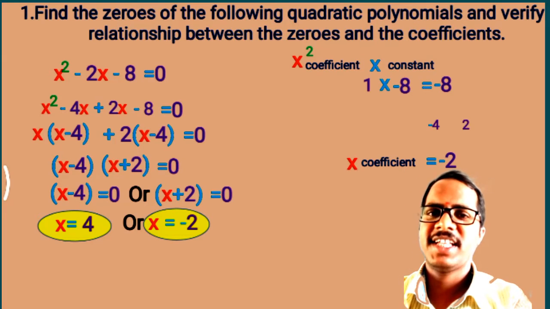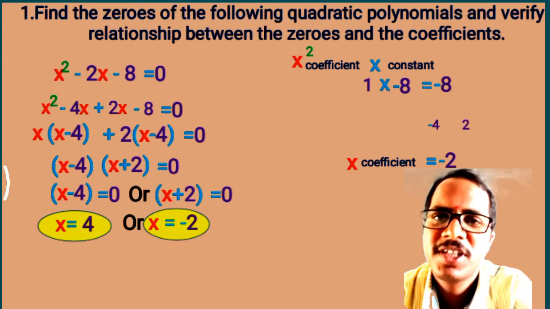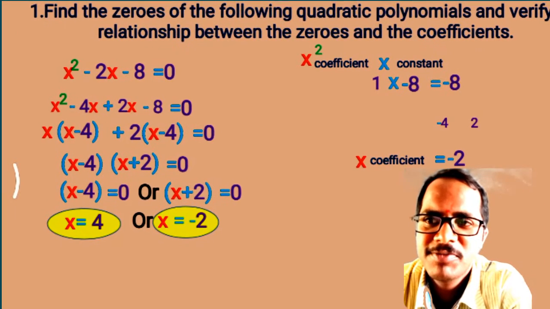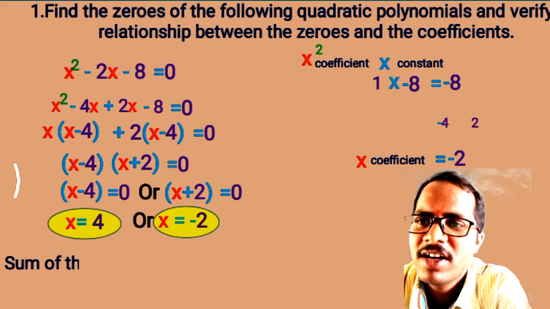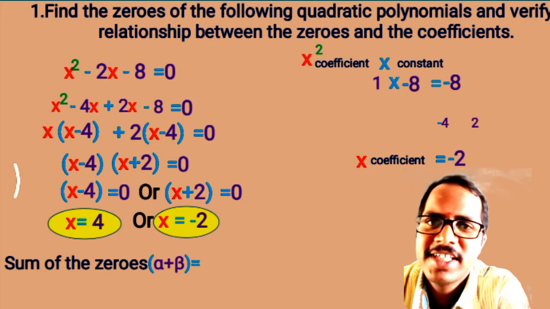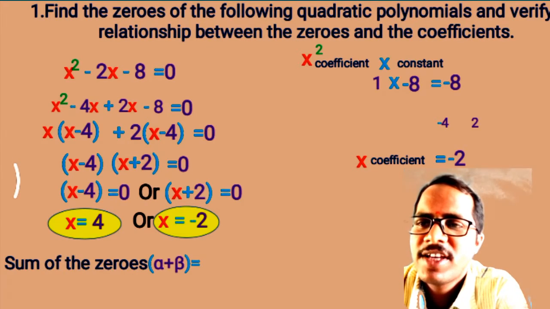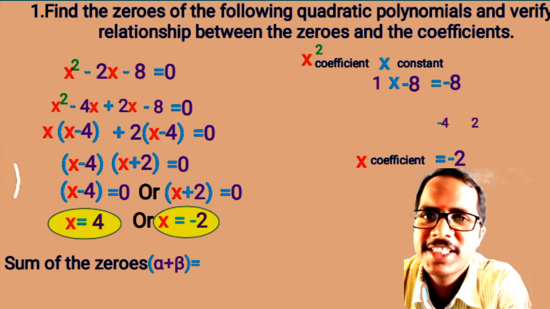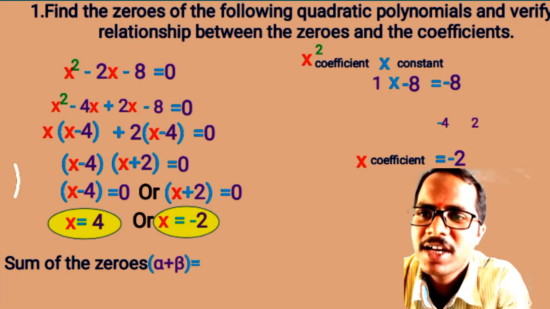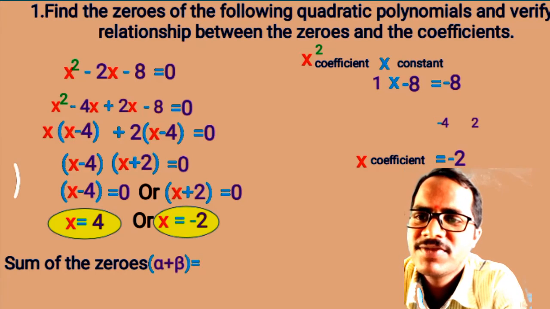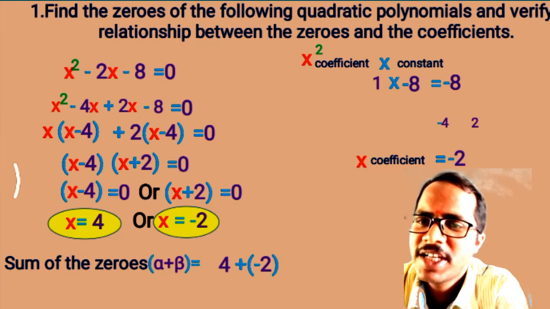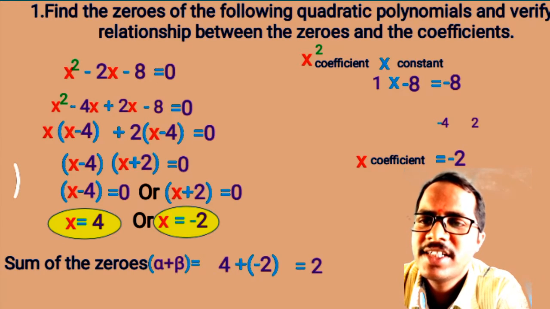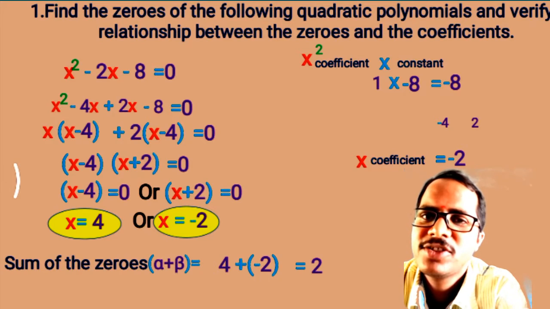Now let us verify the relationship between these two zeros and the coefficients of the given quadratic polynomial. For that, let us assume the first zero as alpha and the second zero as beta. So alpha equals 4 and beta equals minus 2. Now let us verify the sum of the zeros, that is alpha plus beta, which equals, here alpha is 4 plus beta equals minus 2. So by simplifying this, we get the sum of the zeros as 2.